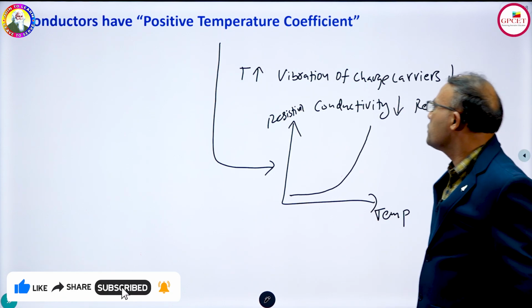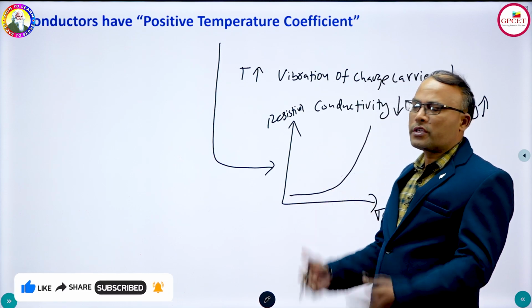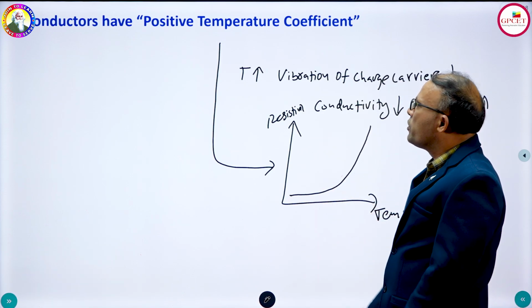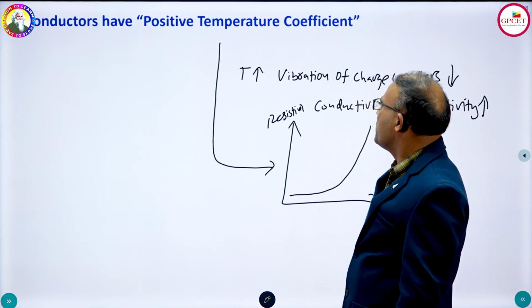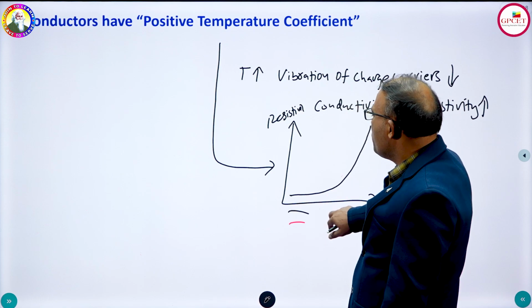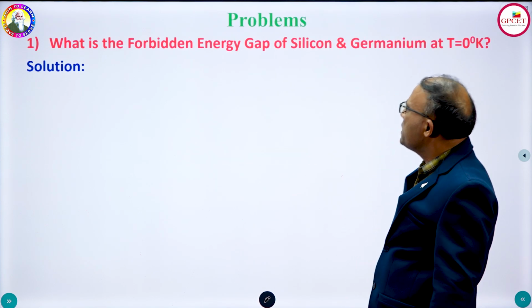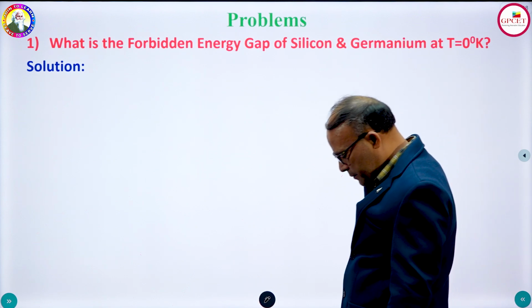As temperature increases, vibration of charge carriers decreases, conductivity decreases, and therefore resistivity increases. So all conductors possess positive temperature coefficients, right? Now one important point we need to learn here is: what is the forbidden energy gap of silicon and germanium at T equal to 0 degrees Kelvin?